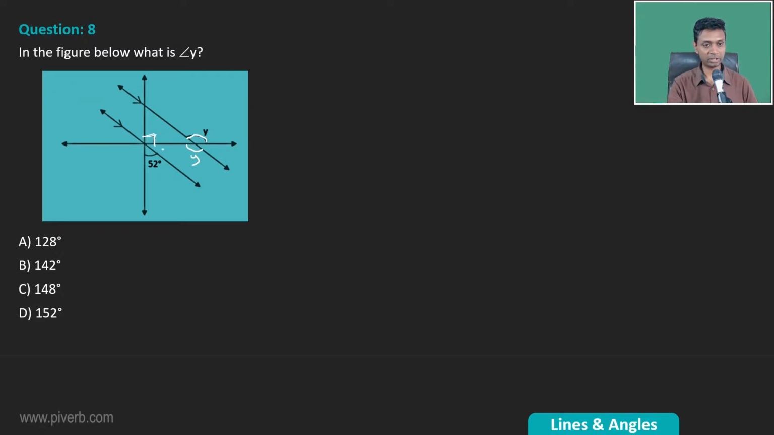This is 90. So we can find this angle. Once we find that angle, we can do something with these two lines being parallel. So let's find that. Let's call this x. x plus 52 equals 90. So x is 90 minus 52.